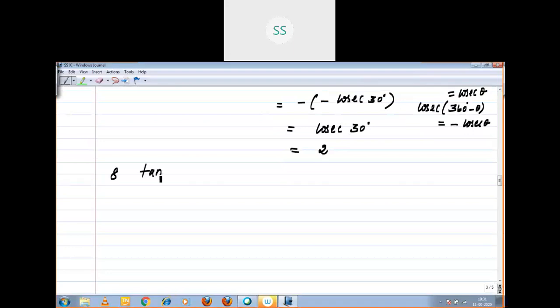Question number 8. Tan 19 pi by 3. Pi by 3 is equivalent to what? Pi by 3 equals 60 degree. Pi by 3 equals 60 degree. What am I saying, children?